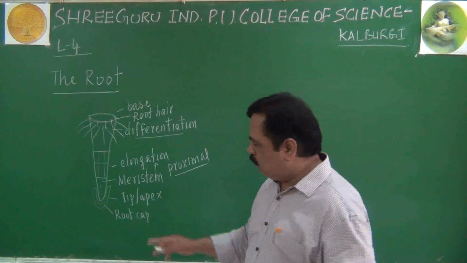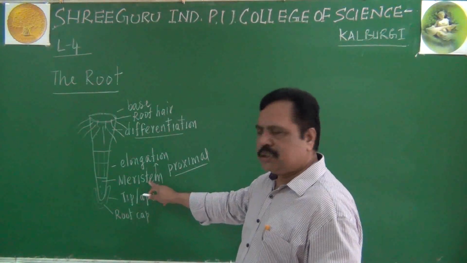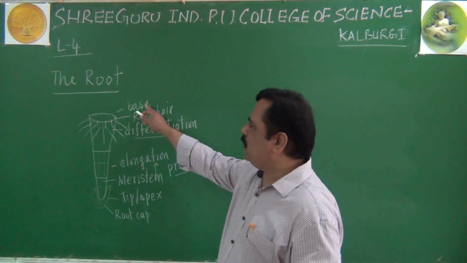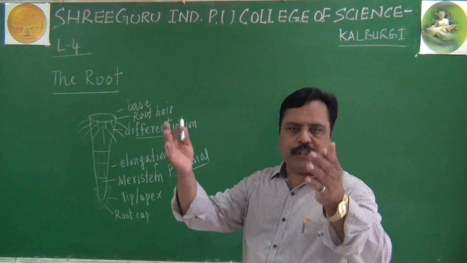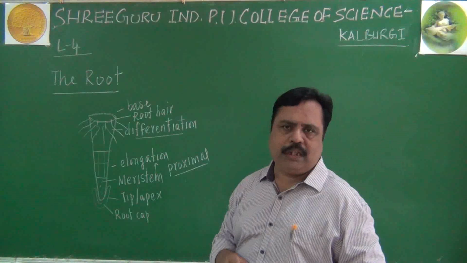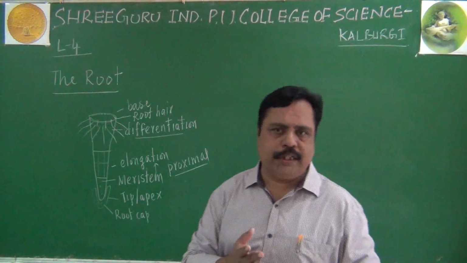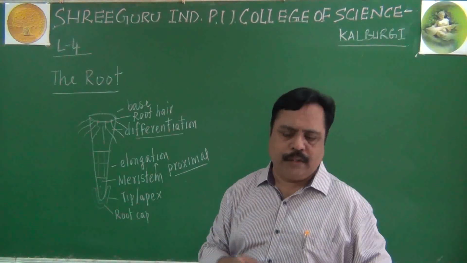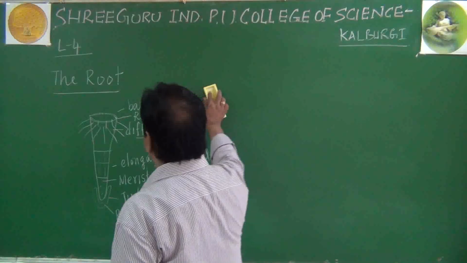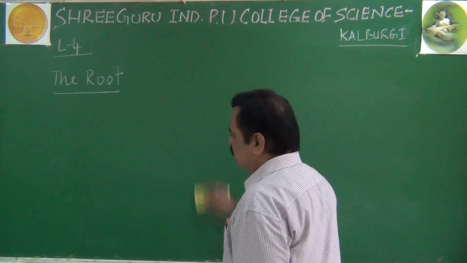So you have to remember root cap, root tip, meristem, elongation, differentiation, root hair, base of the root, like the various terminologies, various labeling you have to remember related to structure of a root. So types of root we have seen, structure of root we have seen.